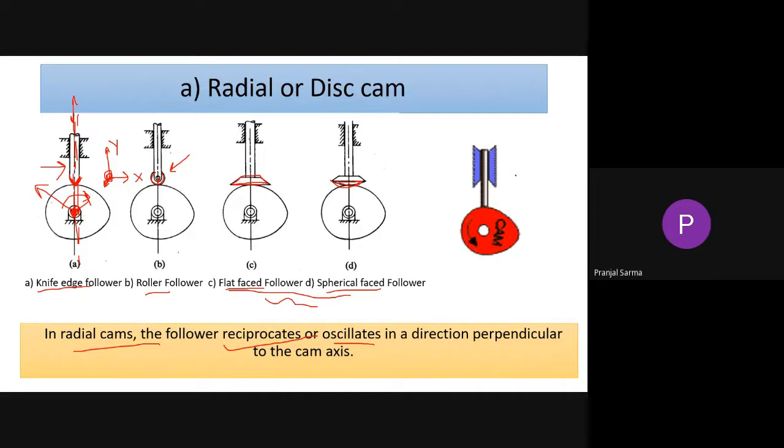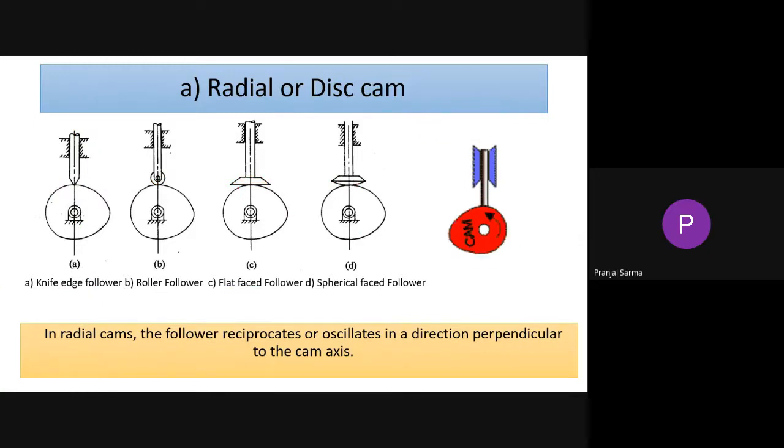Now here you can see once again, this is the cam, rotating, and this is the follower. Now what happens is, we call the working surface of the cam the profile of the particular cam.